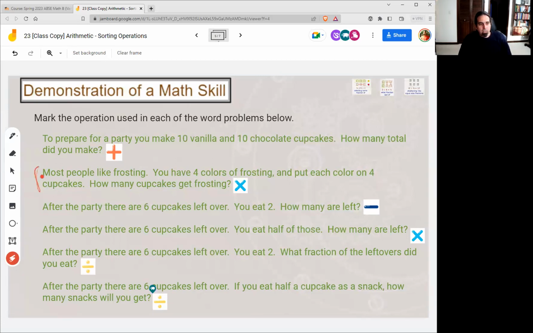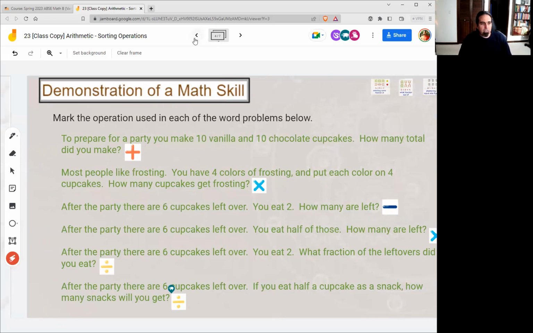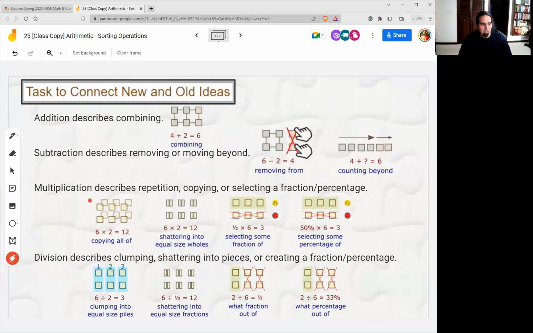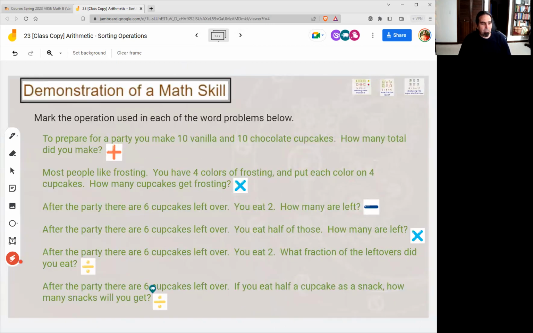In the second one, I have 4 colors of frosting. Imagine in front of me on the counter in the kitchen, there's red, blue, green, and pink. And I put each of those on 4 cupcakes, 4 reds, 4 greens, like that. Which picture is that? I'm making copies. 4 reds, 4 greens, and so on. So that's multiplying.